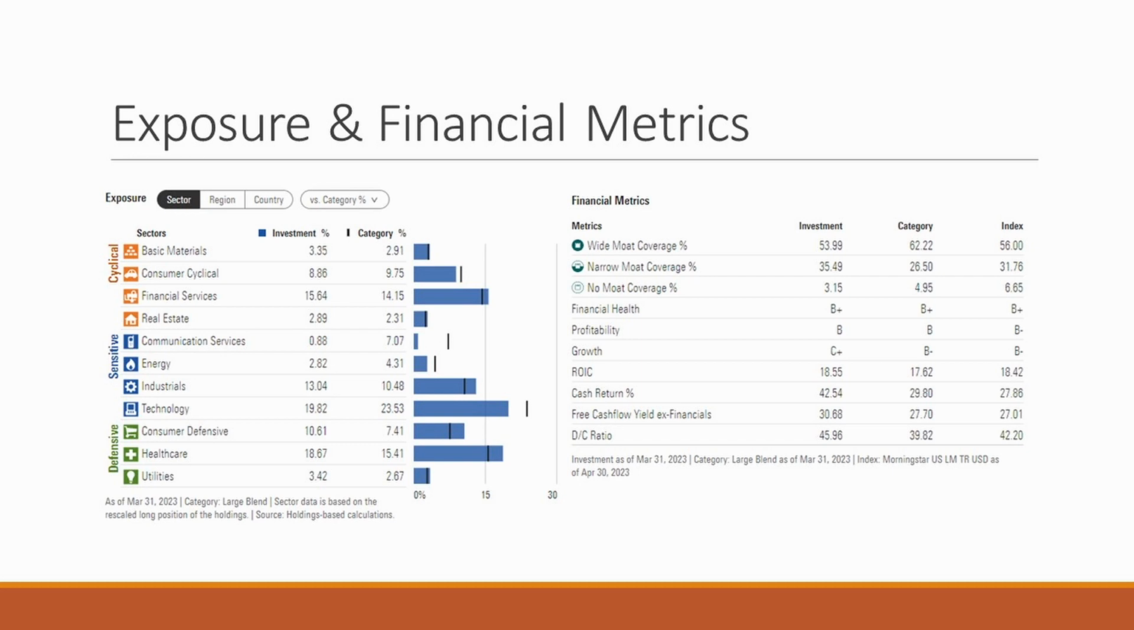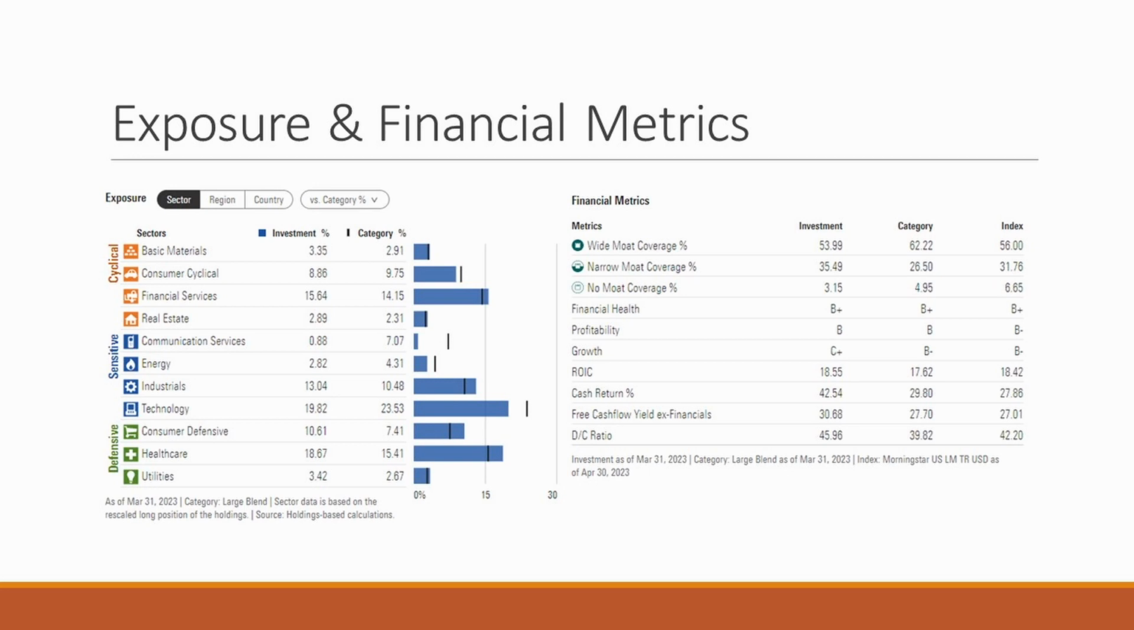fund by the sectors of the economy that they're invested in. And as you can see, they're invested in all these different types of sectors. One of the ways they do it, and you can see this on the left side, is they show where this portfolio is in the blue bar. And then they have a little black line to indicate where the average of a similar investment fund would be.